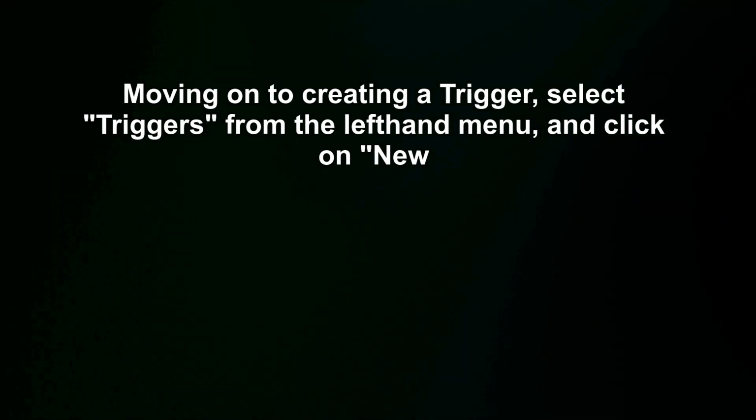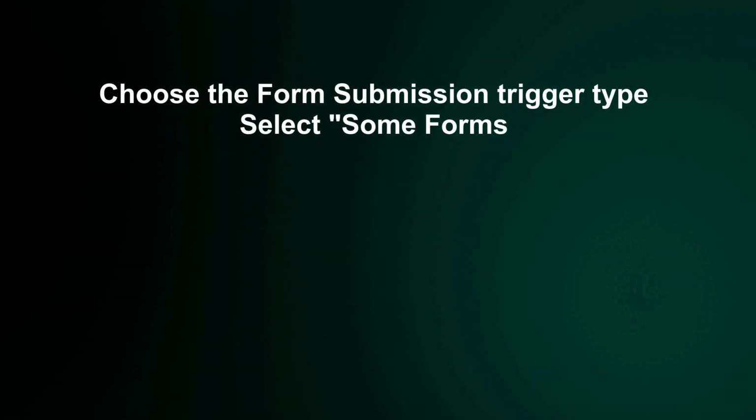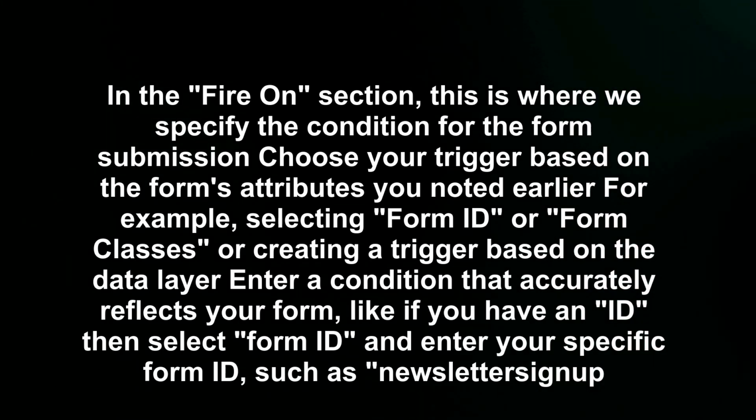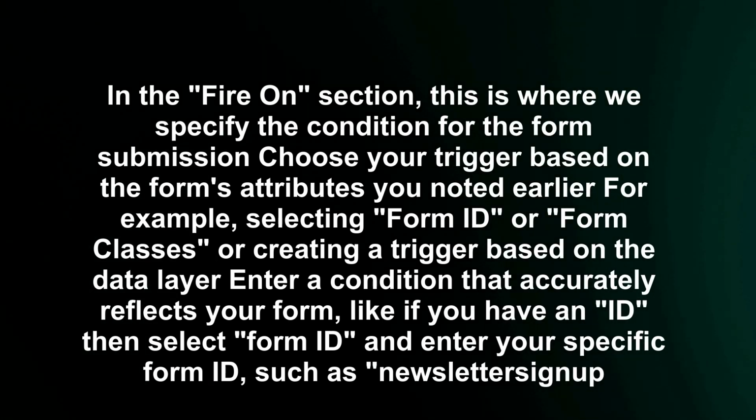Moving on to creating a trigger, select Triggers from the left-hand menu and click on New. Choose the form submission trigger type. Select Some Forms. In the Fire On section, this is where we specify the condition for the form submission. Choose your trigger based on the form's attributes you noted earlier.